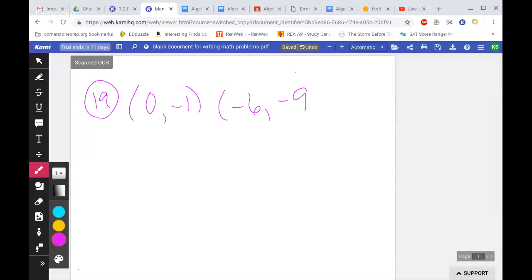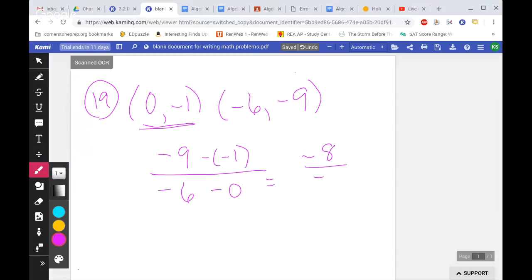Okay, number 19. We're given 2 points, so we're going to find the slope first. So we've got -9 minus a -1 on the top and a -6 minus 0. This is a special point. Does anybody know what that special point is? -9 plus 1, -8 over -6.